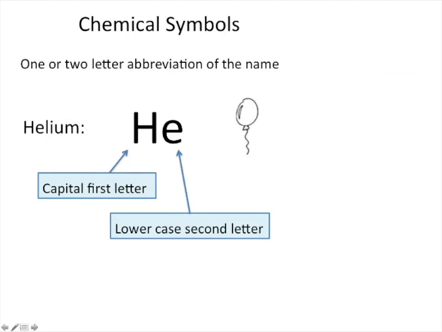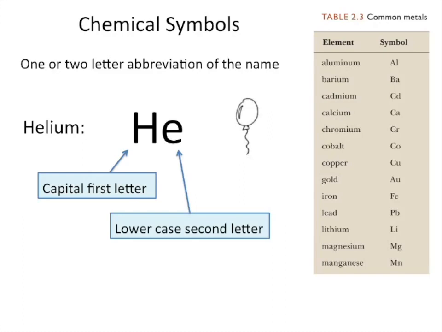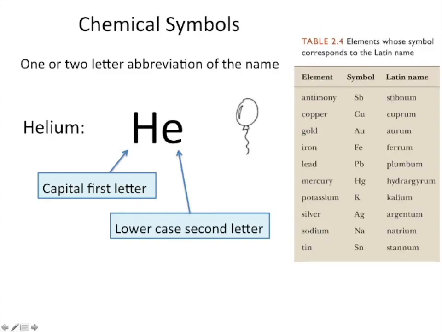We abbreviate the elements with these chemical symbols, where we have a one or two-letter abbreviation. The first letter is always capitalized, the second letter is always lowercase. In this case, He is the abbreviation for helium. Here's a list of common metals and their elemental symbols. Often the elemental abbreviation is related to the English word, but not always. Sometimes it's related to the Latin word, in which case it won't make a bunch of sense to us native English speakers. And here's an example of the elements whose symbol corresponds to the Latin name.